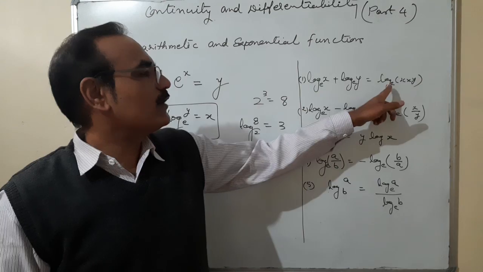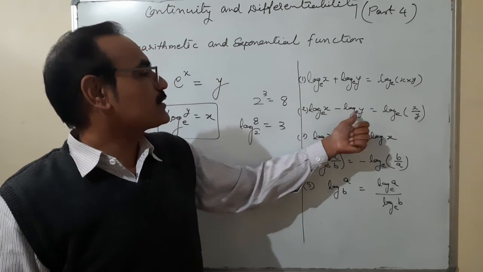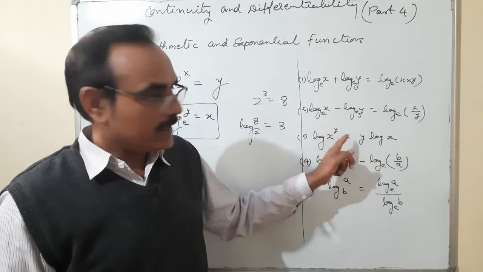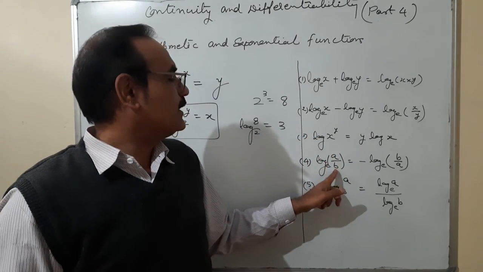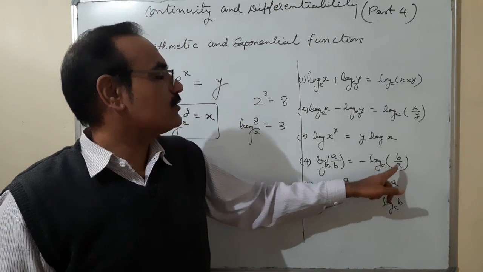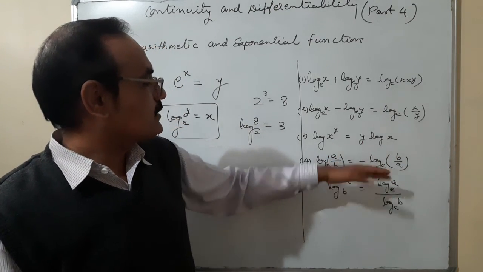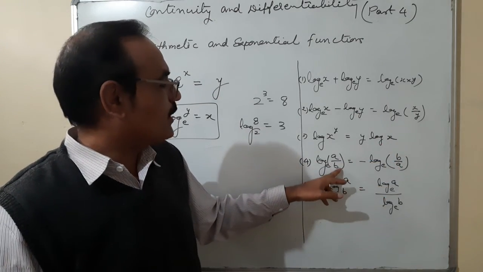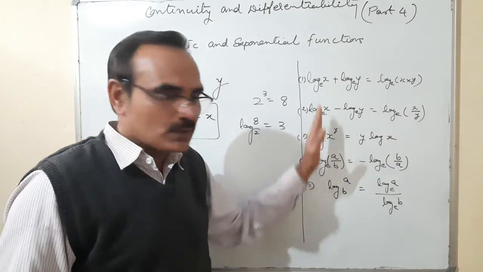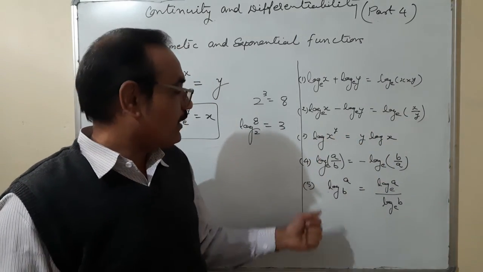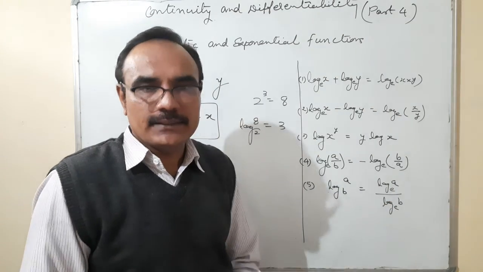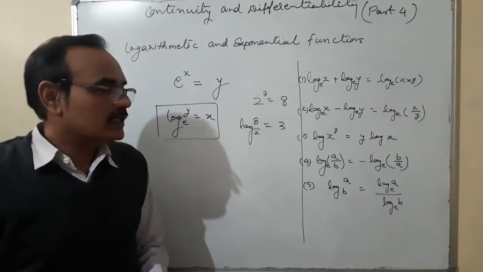Log x plus log y equals log xy, log x minus log y equals log x upon y, log x to the power y is y log x, and minus log a upon b is log b upon a. This is the rule: when a upon b is written in the form of b upon a, the minus 1 power is shifted out front. And log a base b is equal to log a base e upon log b base e. So these are the logarithmic rules.